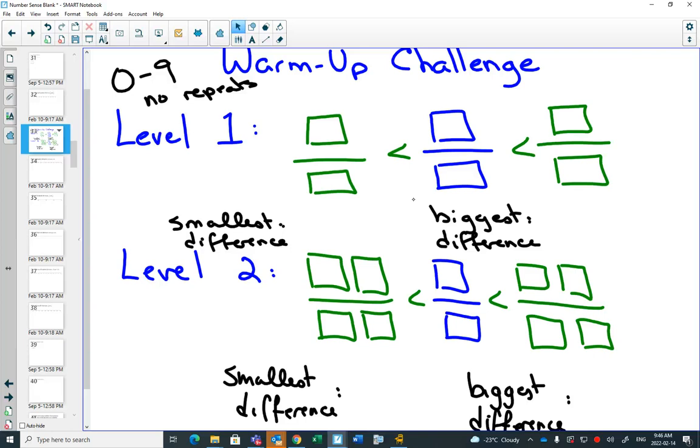If you haven't grabbed a scrap piece of paper, I have it up at the front. So it's just a startup. Just try to find ones that work. And when you're trying to find the difference, if you want to use your calculator, you can do that. You can change them to decimals and use your calculator.